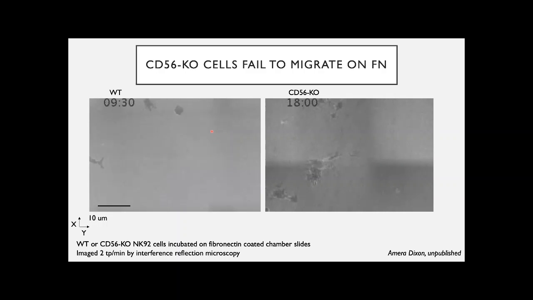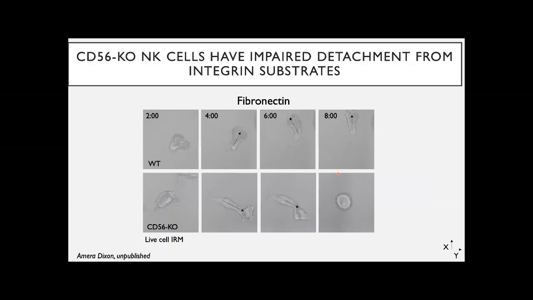This really alerted us to the fact that the CD56 knockout cells were seemingly unable to migrate on fibronectin. We can see this a little better here when we look at stills from these movies. In this case, Amara coated fibronectin and then just dropped either wild type or CD56 knockout cells down onto the glass and imaged them using interference reflection microscopy. We can see that the wild type cell hits the glass and polarizes in the direction that it's going to go. We see the formation of a leading edge and the contraction of its uropod, and then the cell migrates off out of the frame.